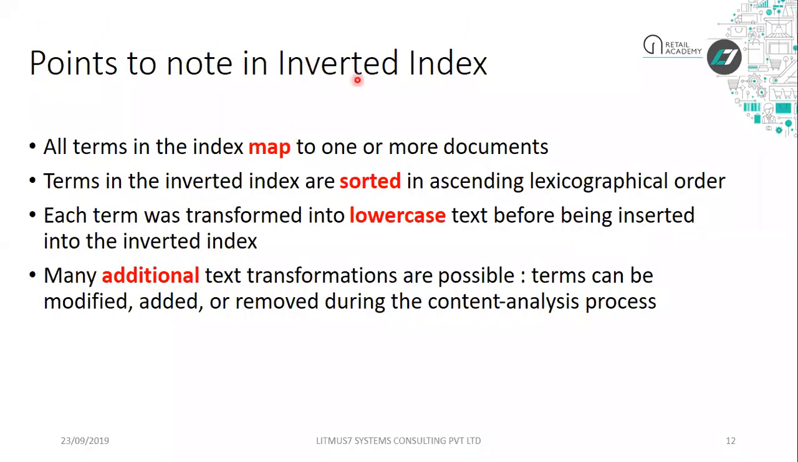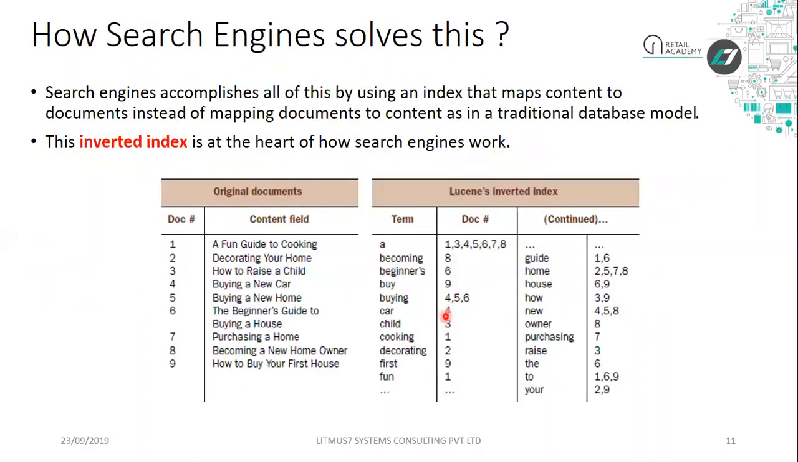To give you some more points about the inverted index, as you can see, all the terms in the index are mapped to one or more documents. Here, home is mapped to multiple documents, and new is mapped to multiple documents. So from the term, it is very easy to identify the set of all the documents. It's not pointing to a single document; it will be pointing to all the documents matching this particular term.